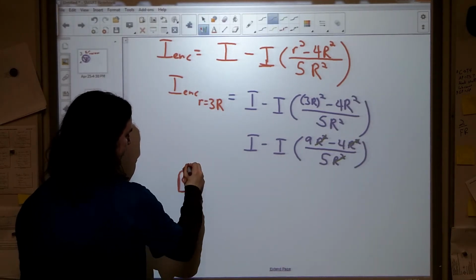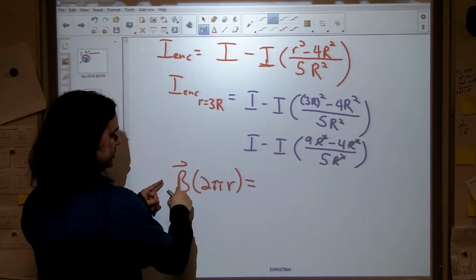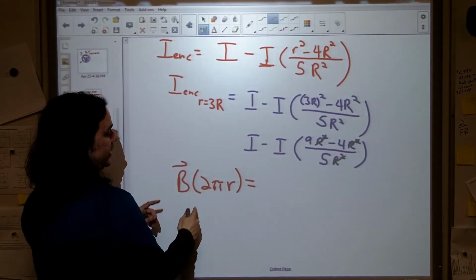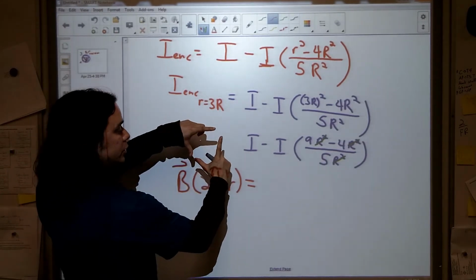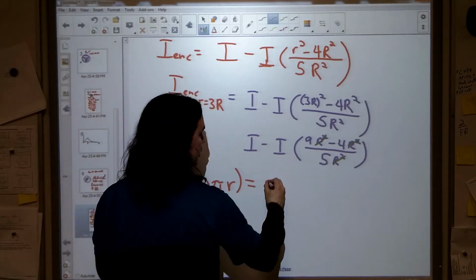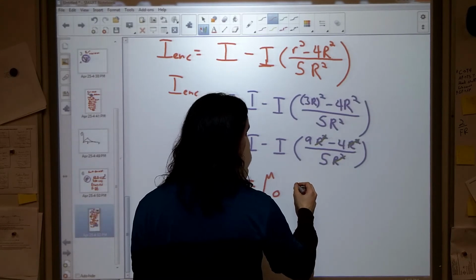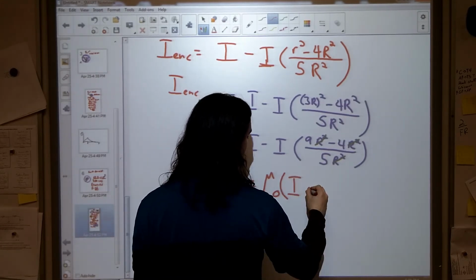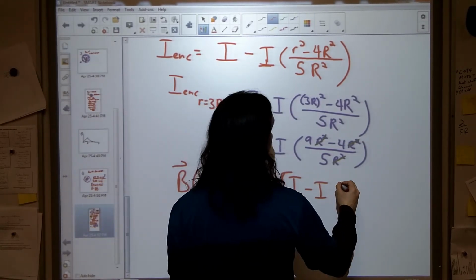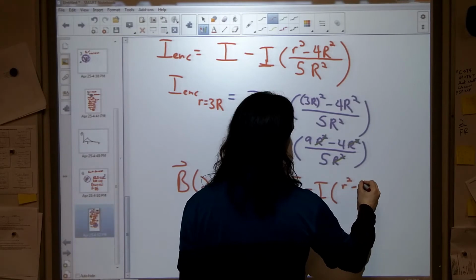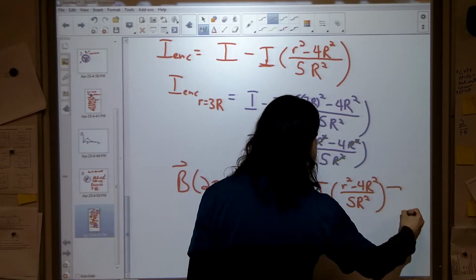We know that B times 2 pi little r is going to be equal to the integral of B dot dl. B was a constant, we pulled it out, and dl evaluated to 2 pi r, the circumference of our Amperian ring, equals mu naught times our current enclosed, which is going to be I minus I times, I need brackets, sorry, times little r squared minus 4 big R squared over 5 big R squared. There we go.